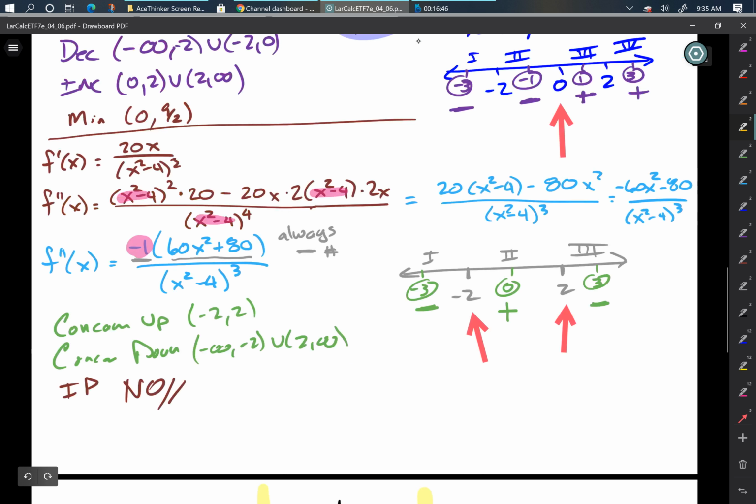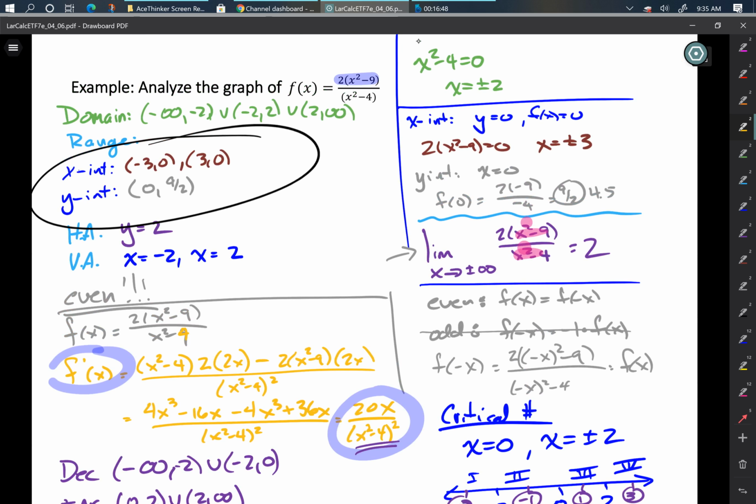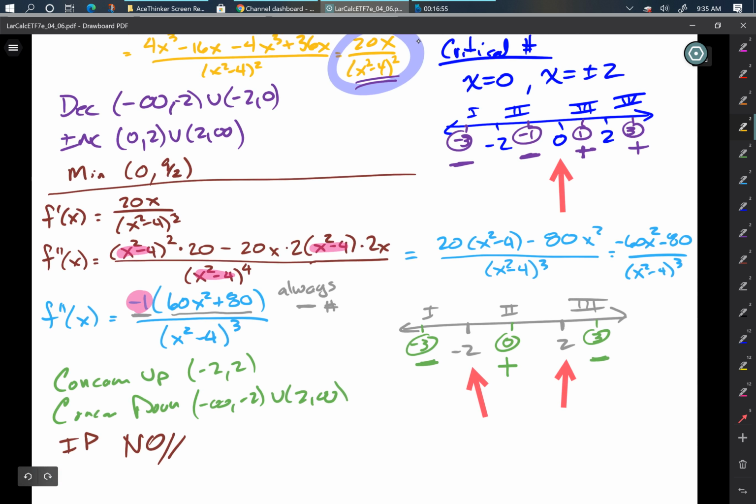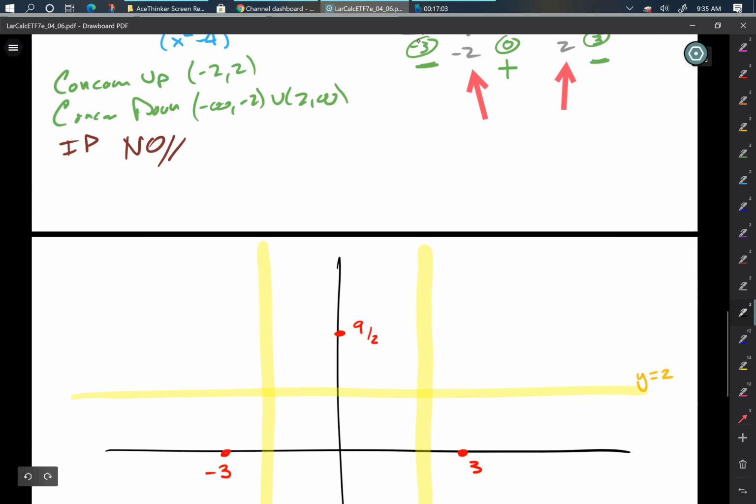I'm going to go back and just make sure I got that all right. Let's see. Yes, yes, yes, yes. Okay, we're good there. Right? Now let's take a look at describing the behavior. Right? Decreasing from negative infinity to negative 2, and then again from negative 2 to 0.